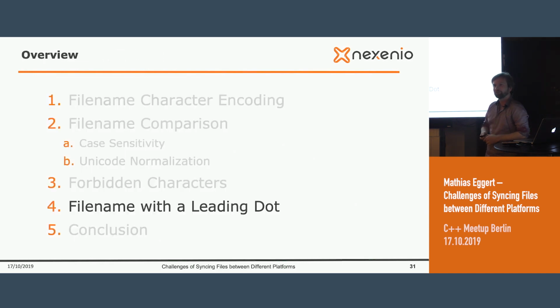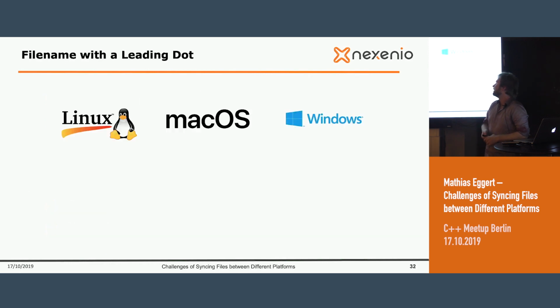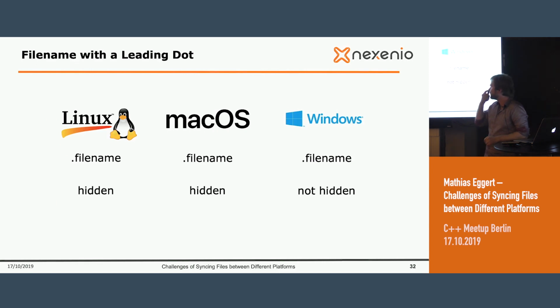So now the challenge for you: file names with a leading dot. Maybe somebody of you already knows what I want to tell you. Under Linux, macOS, and Windows, of course, you can create a file name with a leading dot, but they have different behaviors. Under Linux and macOS, if a file name has a leading dot, it is automatically hidden and you cannot change it. Under Windows, that is not really the case. You can make them hidden manually, but they are not automatically hidden with the leading dot.